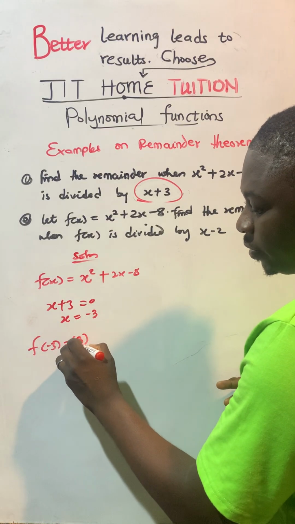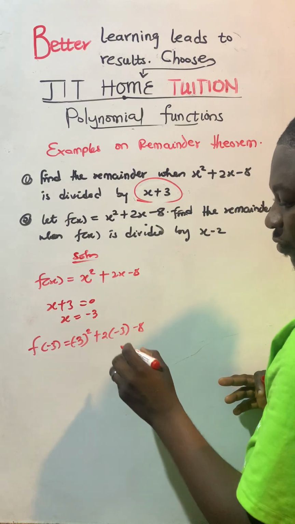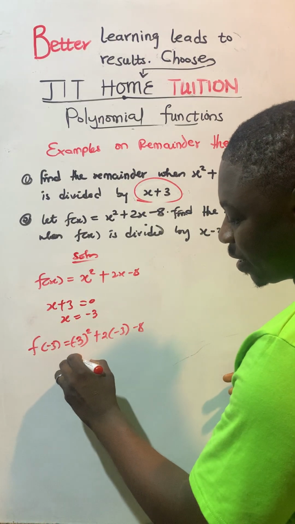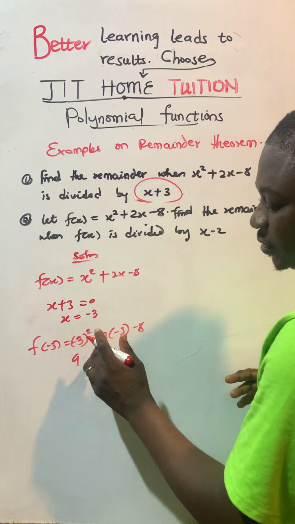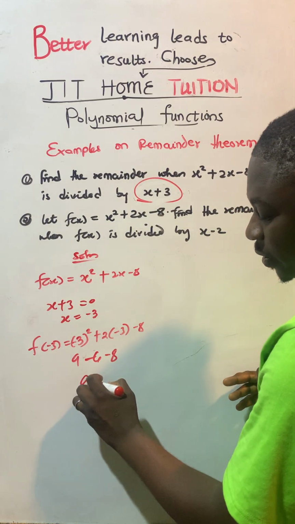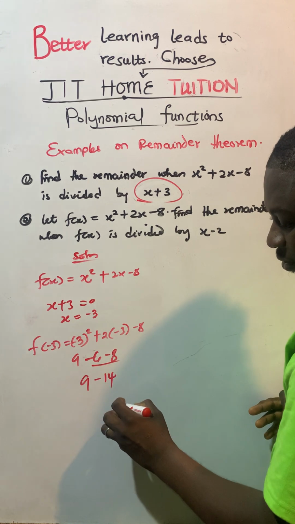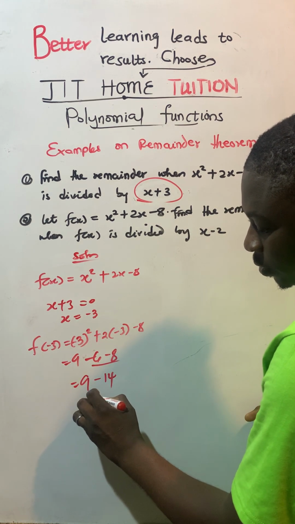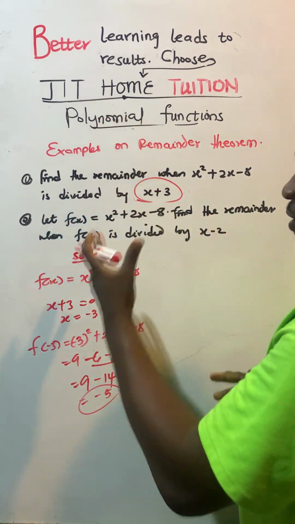So -3 squared, 2 multiplying -3, and -8. This one is -3 squared, that's -3 times -3, and that will give you 9. This one, 2 times -3, that will give you -6, alright? Then you have -8 over here. So when you put them together, you have 9, -6, -8, that is -14... and when you simplify, that will give you -5, alright? Now, this is when you are using the remainder theorem.